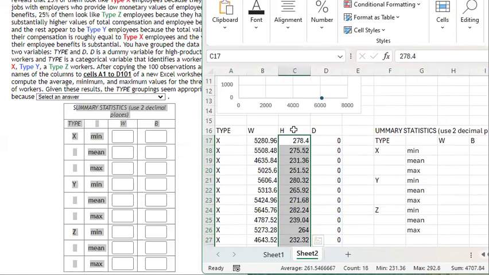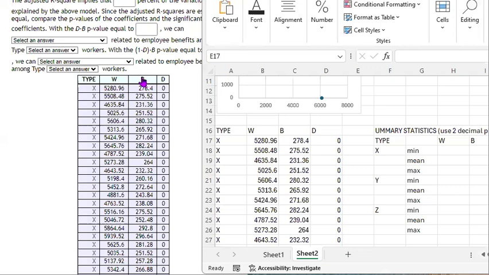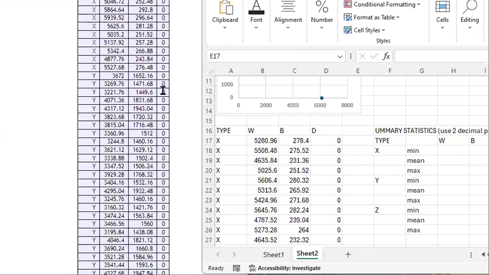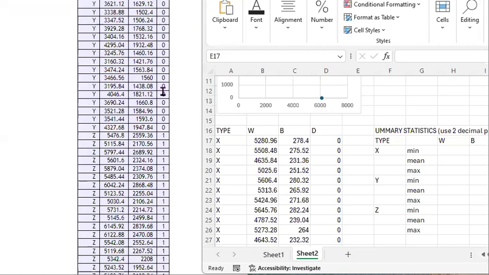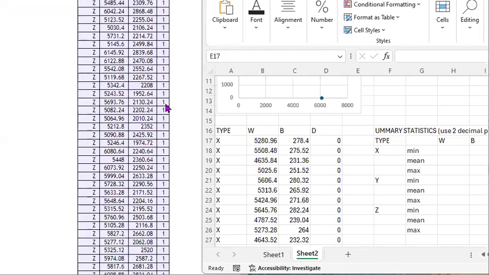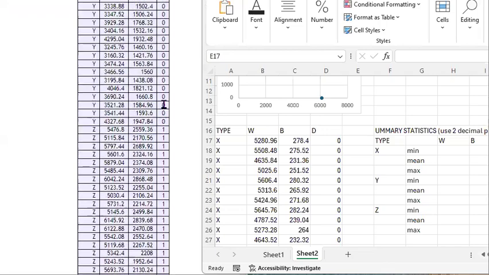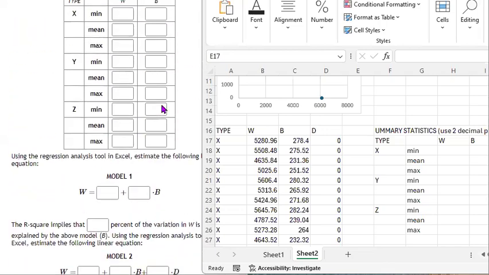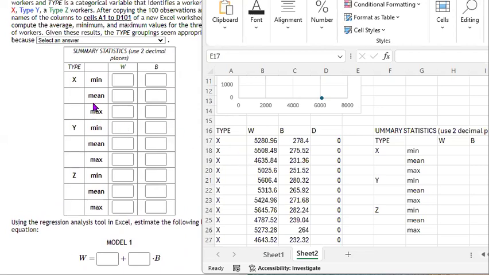This actually should be B here, right? Yeah, it should be there. So we have W, B, and D, right? W, B, and D. So the wage, monthly wage, monthly value of benefits, the dummy variable, and the type X. The dummy variable, it's 0 for type X and Y employees, but all of a sudden is 1 for type Z employees, right? Okay. So let's calculate some statistics here to see if these classifications make sense, right?